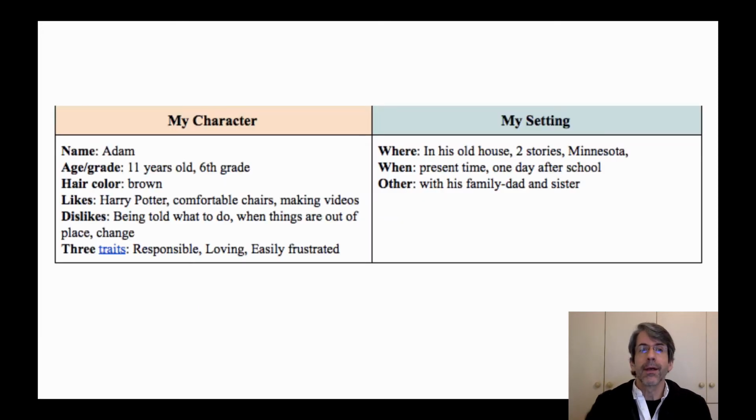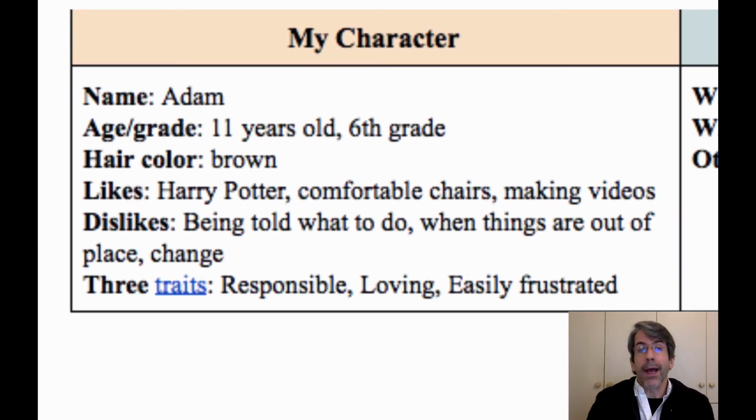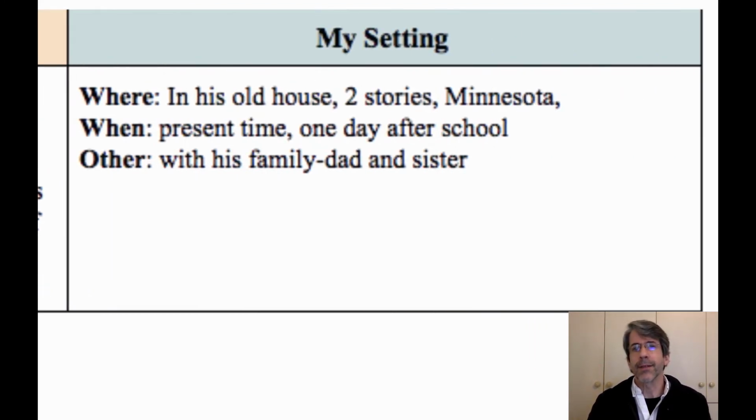Well, you already know your character. My character's Adam. He's 11 years old. He's in sixth grade. Brown hair. He likes Harry Potter. Some things he doesn't like. Where is it? Well, it's in his old house. It's a two-story house in Minnesota, present time.